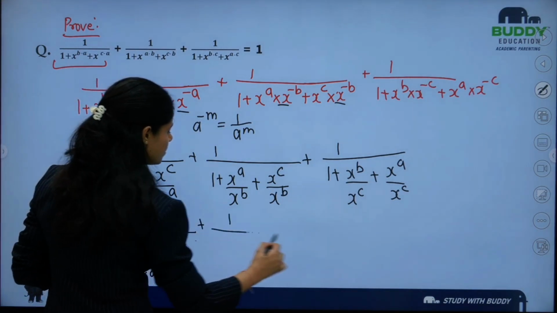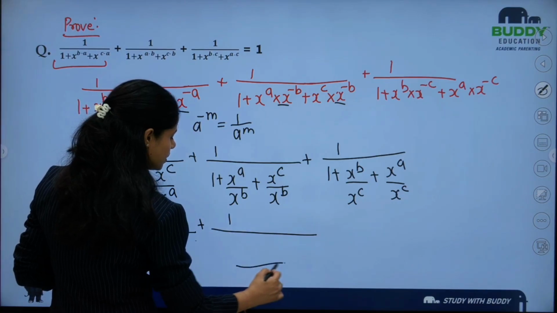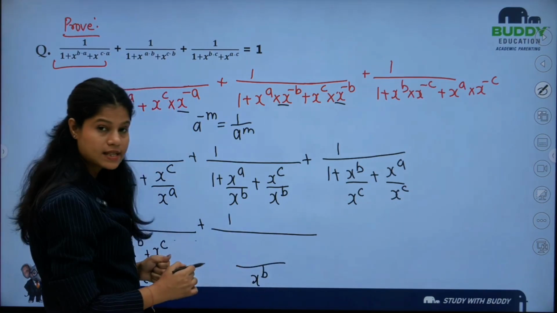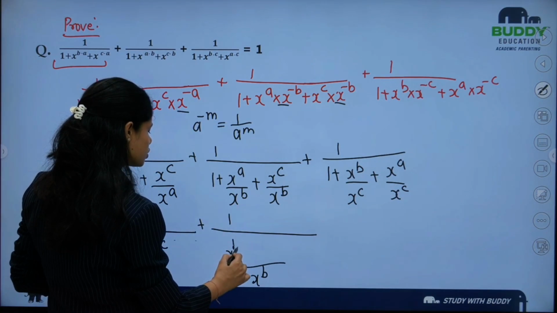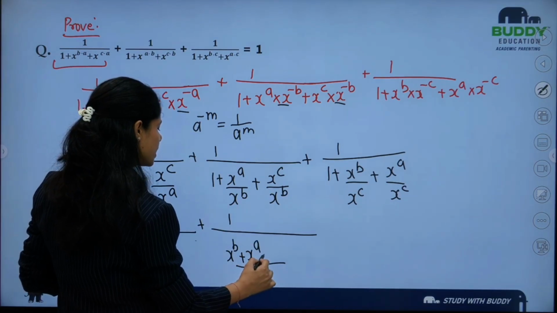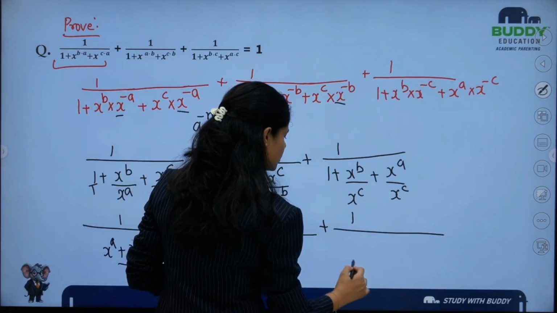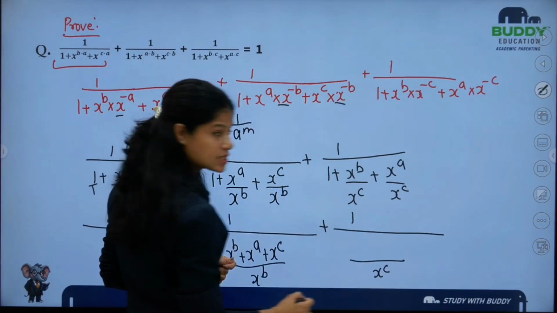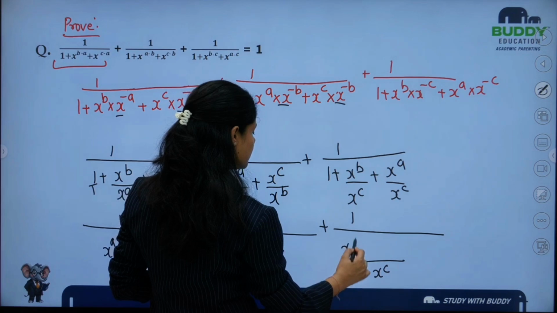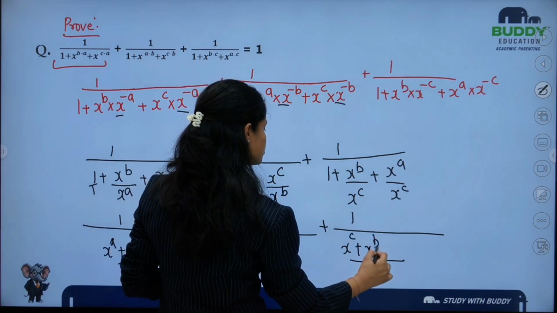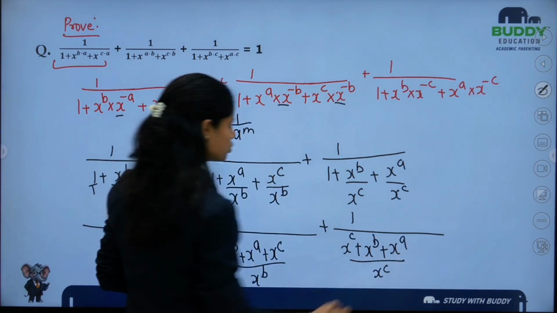Over here this will be 1 whole divided by x raised to the power b, which is the LCM portion, so this will be x raised to the power b, x raised to the power a plus x raised to the power c. And the same thing we are doing for the last part. x raised to the power c is the LCM, and this will be x raised to the power c, x raised to the power b and x raised to the power a.